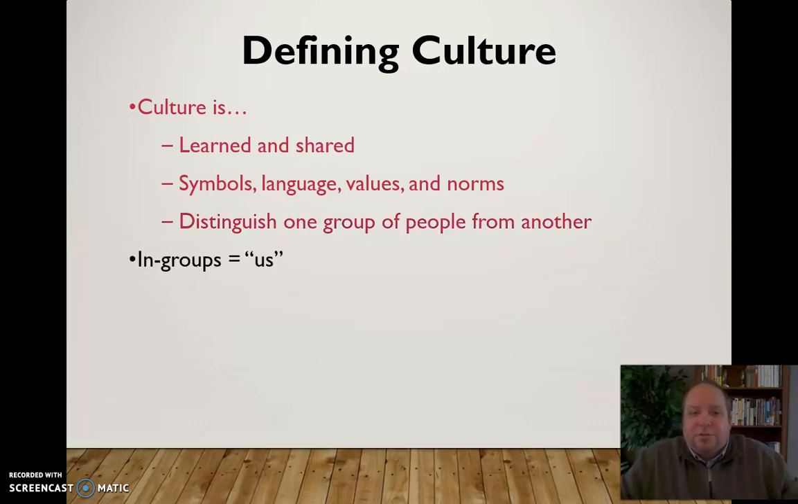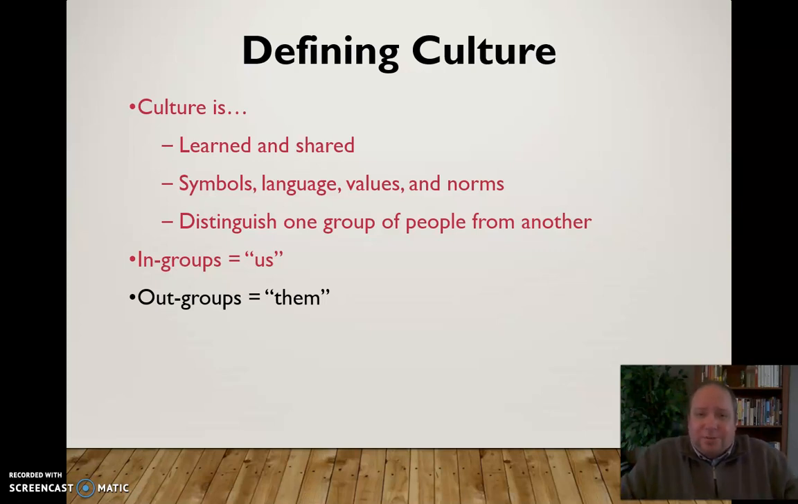We talk about culture in terms of in-groups, which is what we define as us. Anytime we would use the expression us to talk about something, that's what we call an in-group. And anytime we would say them, that's what we call an out-group. So we have in-groups and out-groups that make up cultures, and that's another basic characteristic of culture.